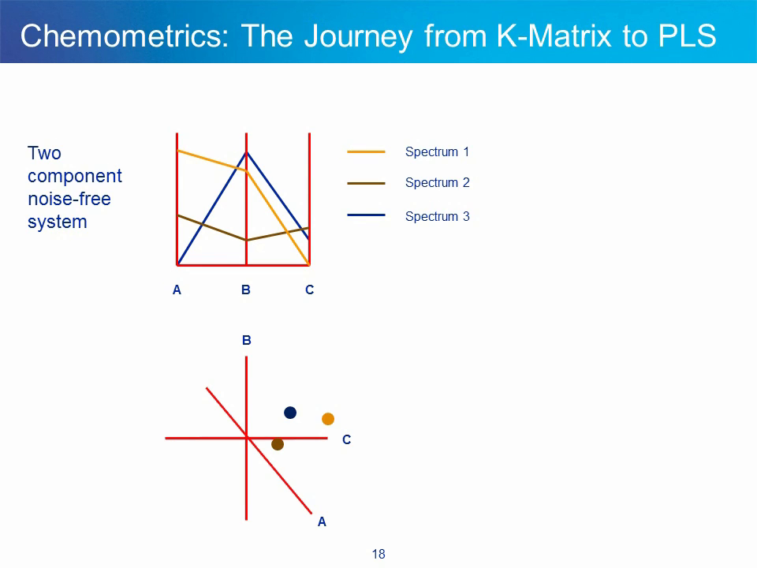Let us move forward to a new coordinate system. We begin with a set of 3 spectra collected from a 2-component, noise-free system. The spectra consist of 3 wave number values labeled A, B, and C. In a real system, these would have numerical values with units of inverse centimeters. Next, we replot the spectra as points in a 3-dimensional space defined with axes for each wave number value. We have not changed the data at all. We have simply replotted it to facilitate the steps we are about to take.